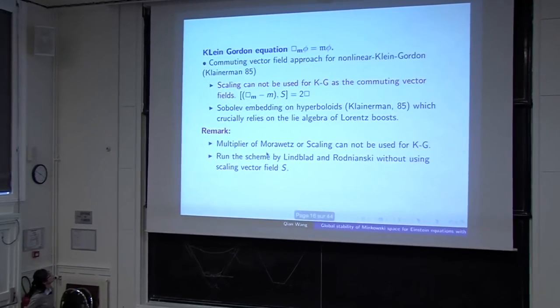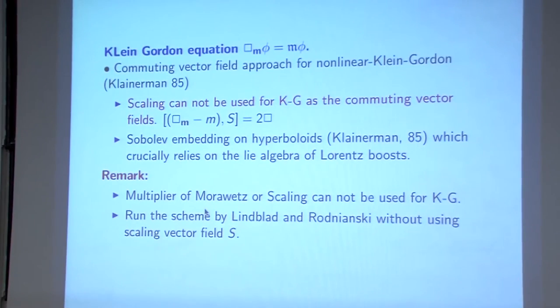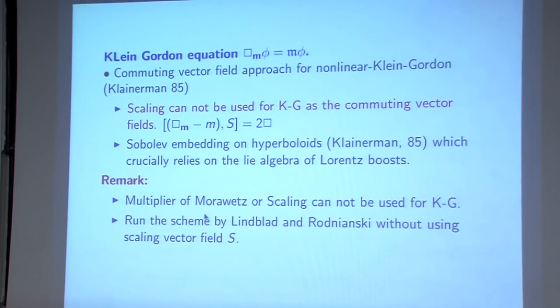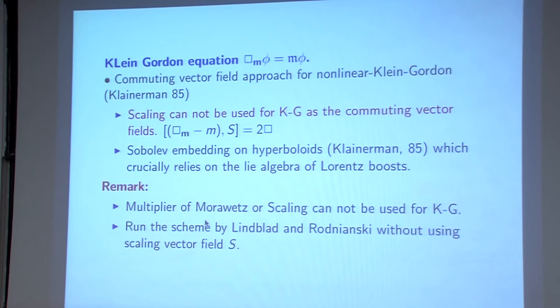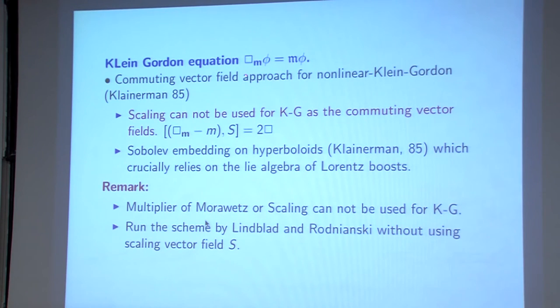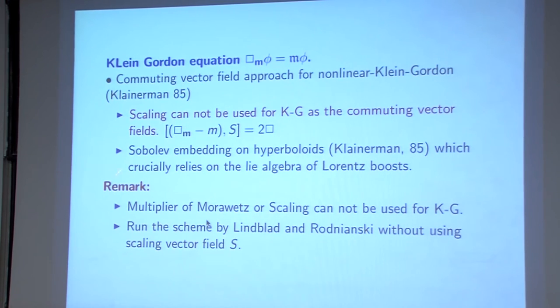Okay, so let me talk about the other side of the equation. We talked about Einstein already. We talked about wave. We haven't talked about Klein-Gordon. So I'm writing the Klein-Gordon equation in the simplest form. This is in Minkowski spacetime, and this M is the Minkowski metric. Okay. So this is the work that we actually try to recover in the curved spacetime.